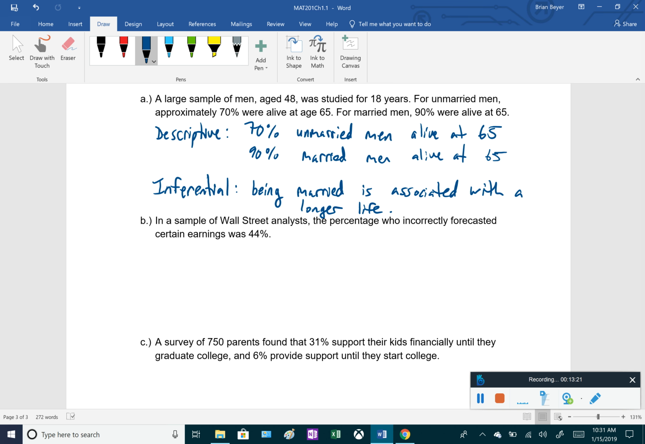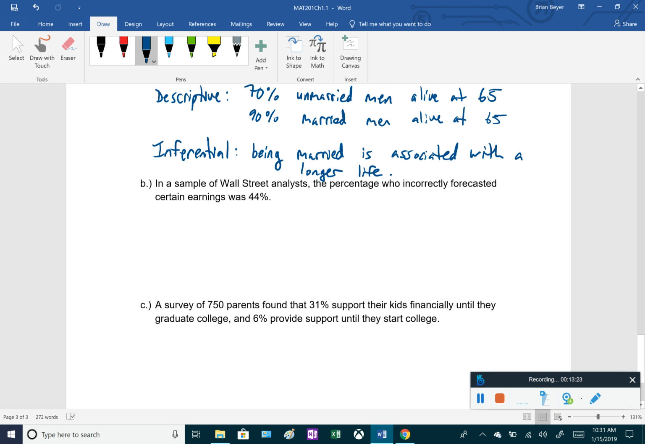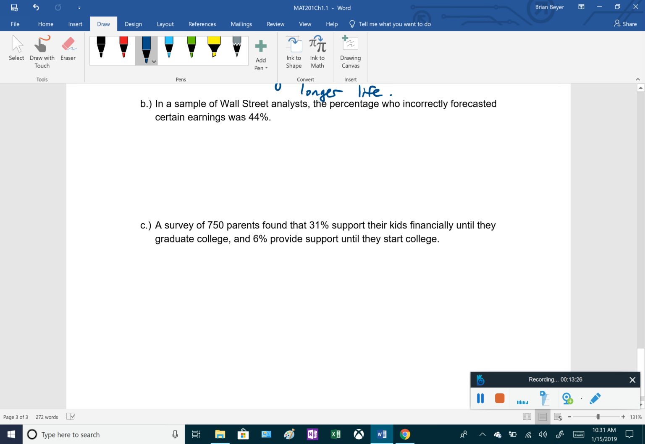And then for the next one here, we have in a sample of Wall Street analysts, the percentage who incorrectly forecasted certain earnings was 44%. So descriptive, we want descriptive, and we want the inferential statistics. So once again, descriptive statistics is just going to be the data. So the data says that 44% of analysts were incorrect about the earnings.